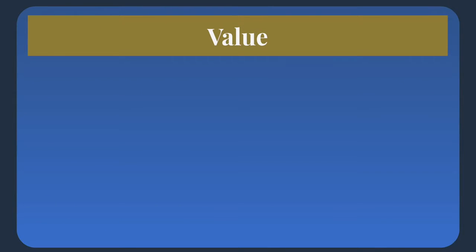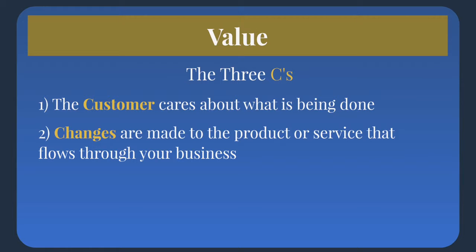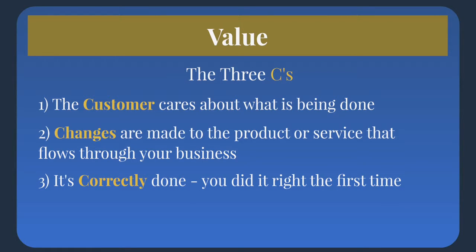Another thing to understand is how the Lean methodology defines value. To help us, let's consider value as it relates to a term known as the 3 C's. The 3 C's stand for the following ideas. 1. The customer cares about what is being done. 2. Changes are made to the product or service that flows through your business. And 3. It's correctly done, meaning you did things right the first time around. When you satisfy all 3 C's, you can realize value as Lean defines it.